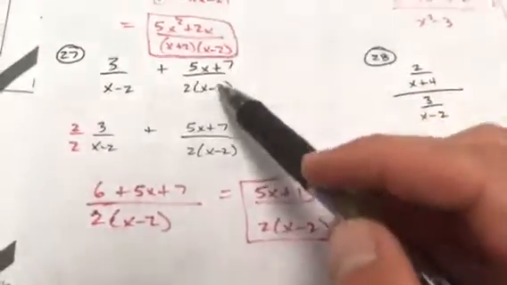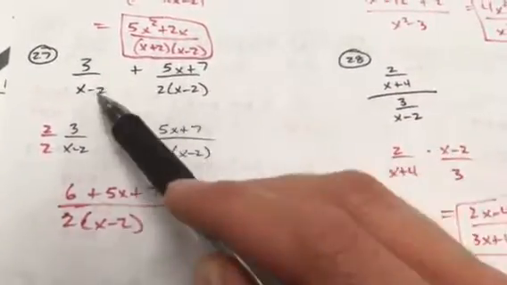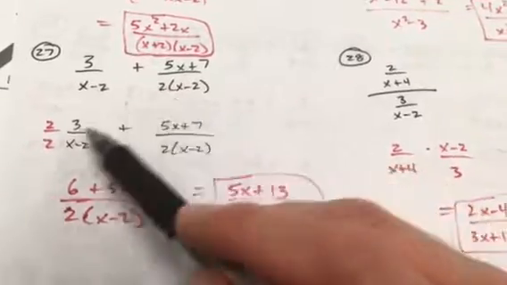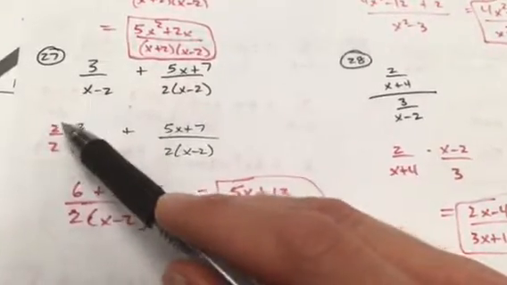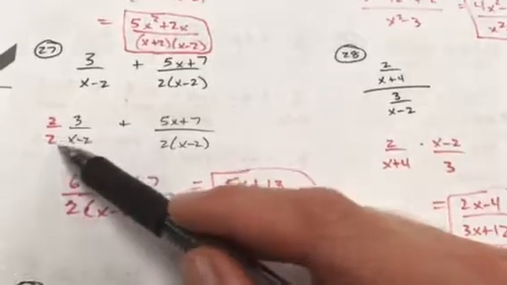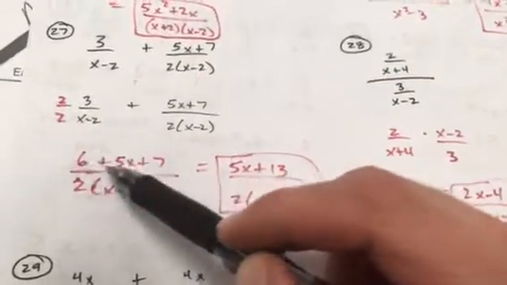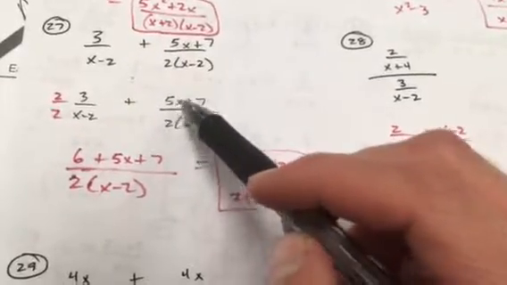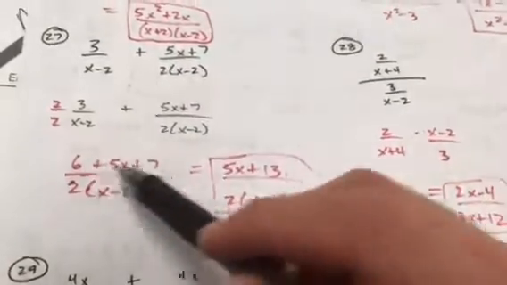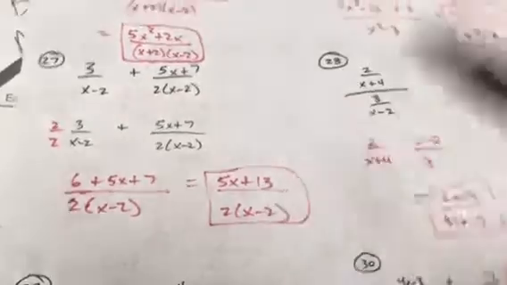27, folks, take a look at the denominators. They both have x minus 2. Check. This has an extra 2, so all this fraction needs is 2 over 2, all right? If you give the bottom a 2, you got to give the top a 2. So 2 times 3 gives you 6 plus what that numerator was, 5x plus 7. Add 6 and 7 together, you get 5x plus 13.